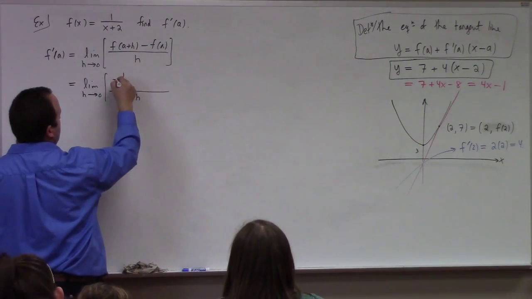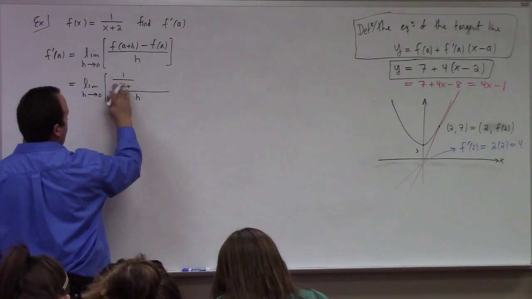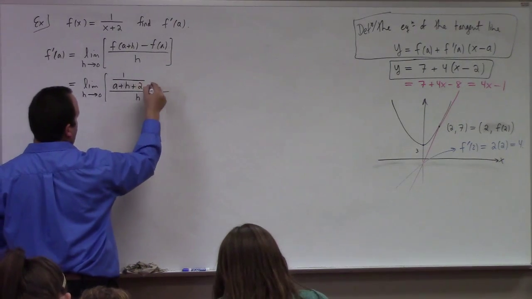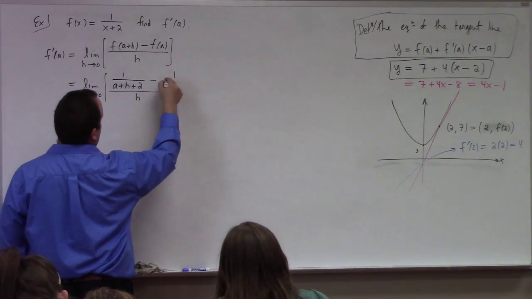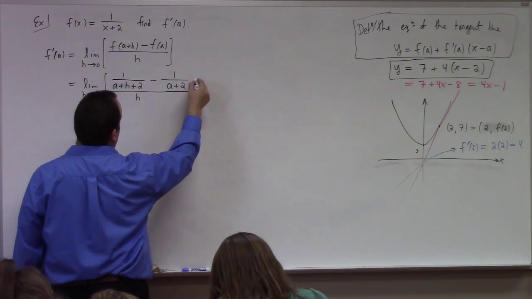One over what? A plus h plus 2, right? And then minus what? Minus 1 over a plus 2. That's f of a.